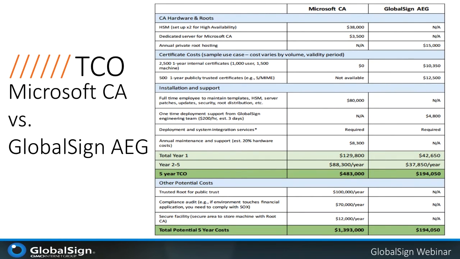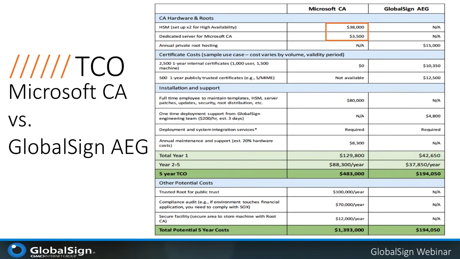So I mentioned before that running your own Microsoft CA can be expensive. Let's take a quick peek at how expensive. Now here's a great comparison on the 5-year total cost of ownership of a Microsoft CA compared to a hosted solution such as AEG.